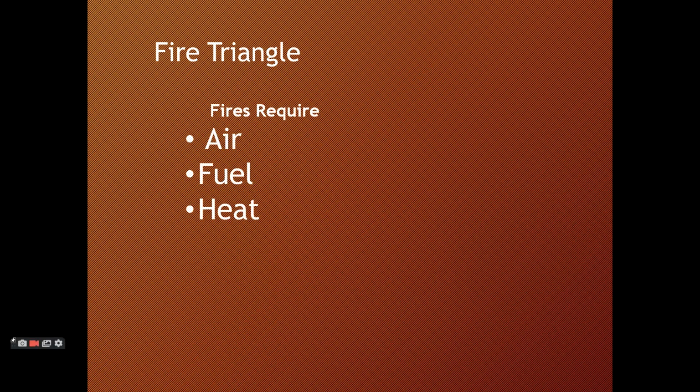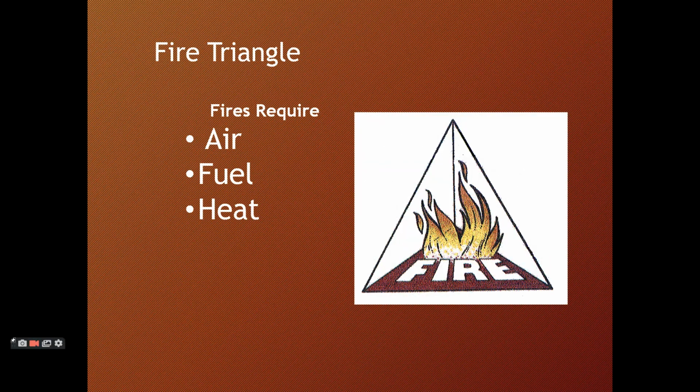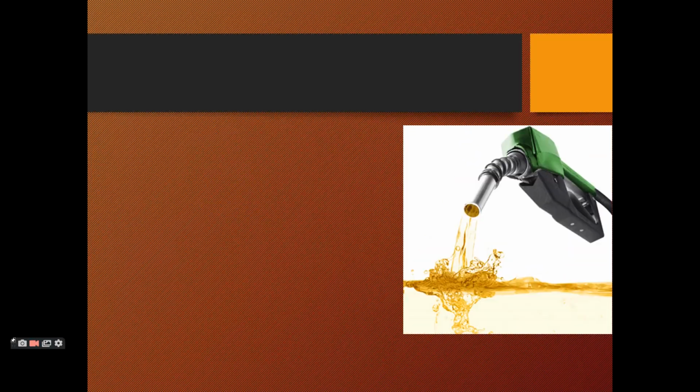Fire triangle. As we know, fire is a chemical reaction of air, fuel and heat. These are the three things required to produce a fire: air, fuel and heat. Without any one of these there won't be any fire. This is the basic concept of fire. So this is the triangle of fire. One side will be air, one side will be fuel, one side will be heat. When all three combine, fire will start to generate.